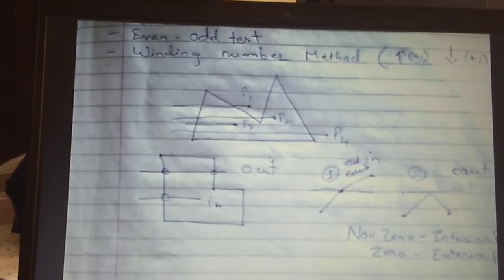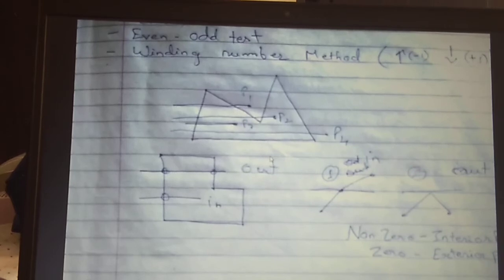But this even odd test fails for one case, that is when the intersection point is exactly on the vertex. So if the intersection point is exactly at the vertex, we have to make some changes and find out. So now next is the winding number method.